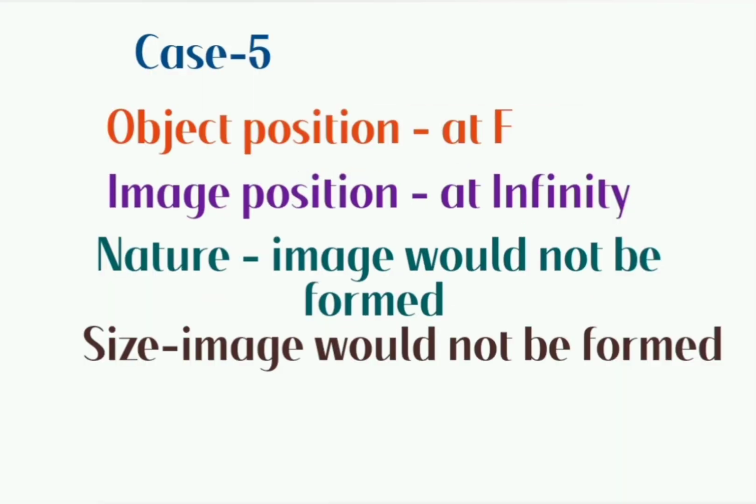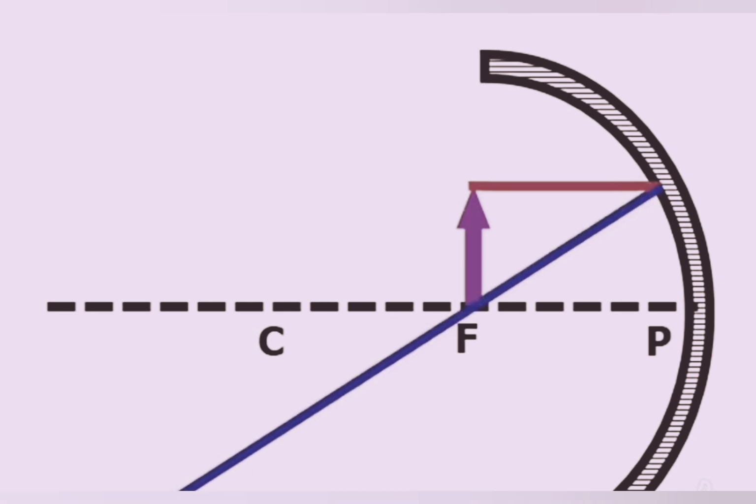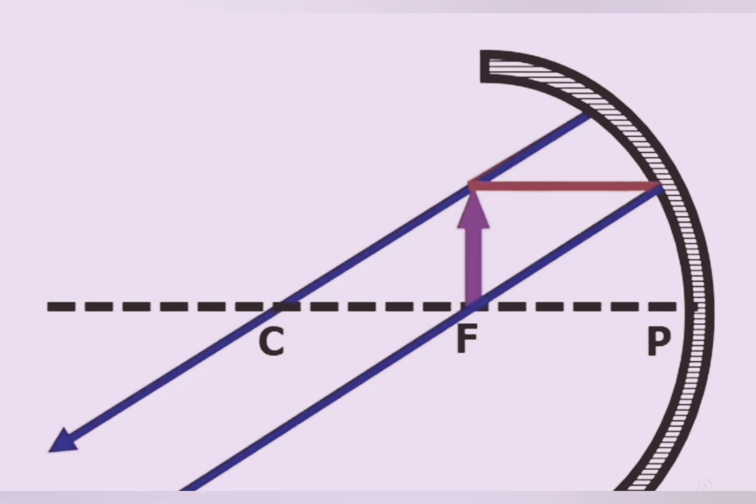Now let us see what happens when the object is placed at the focus. When we keep the object at the center of curvature, the image will form at the center of curvature. Now let us understand, if we keep the object at focus, what will happen? To draw these ray diagrams, we are using two ray rules. First one, the ray is parallel to the principal axis. After reflection, it passes through the focus. First one done. Take one more ray rule, the second ray rule. When the ray passes through the center of curvature, after reflection, it retraces the same path.